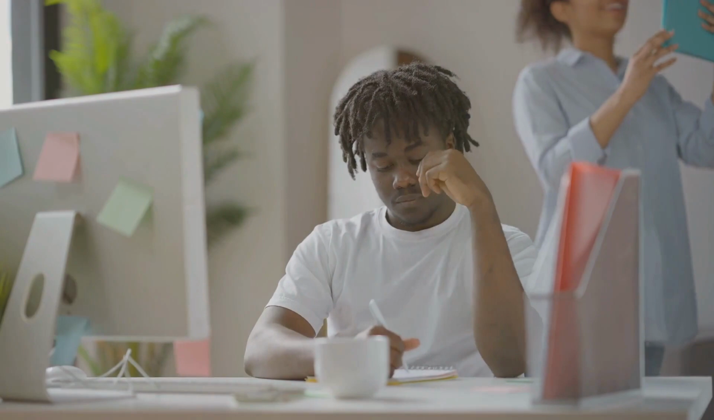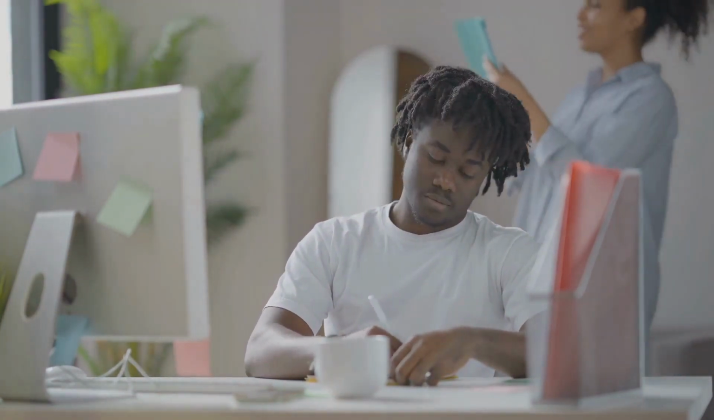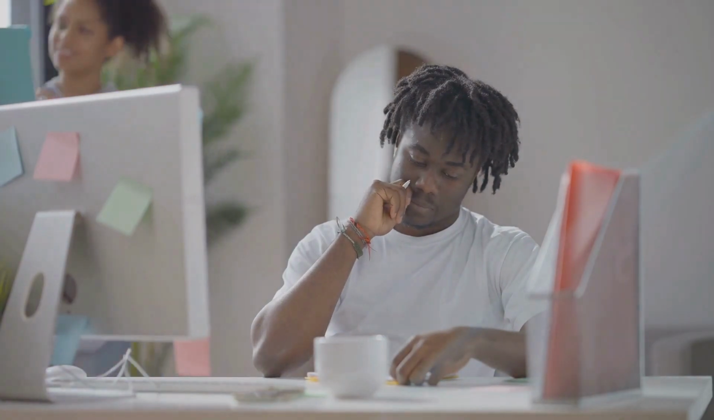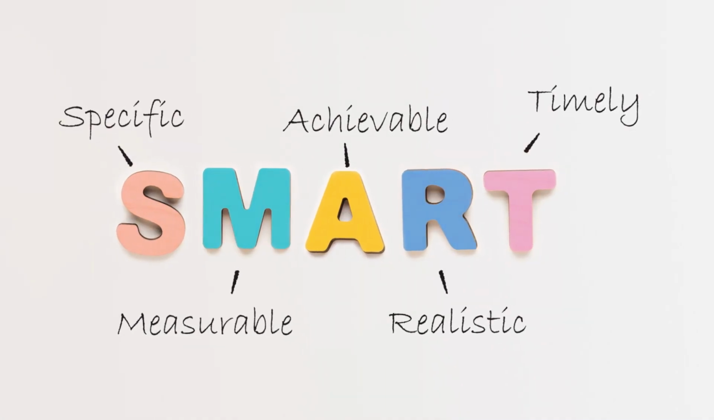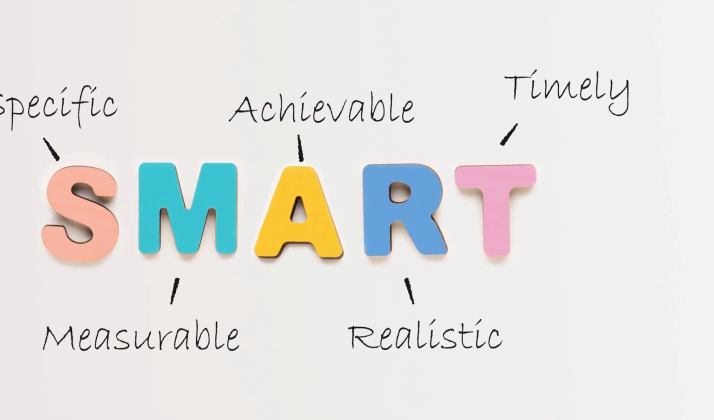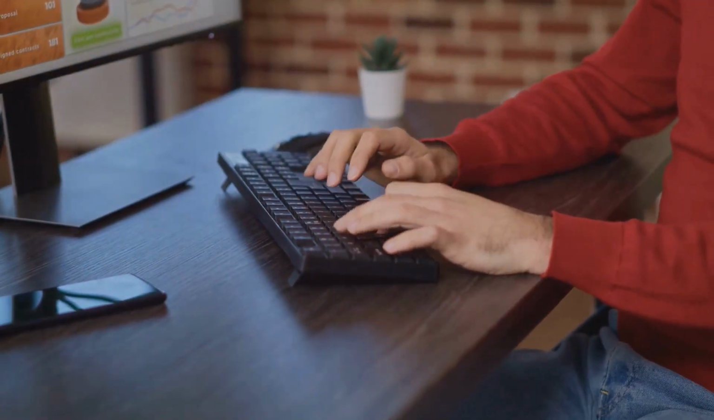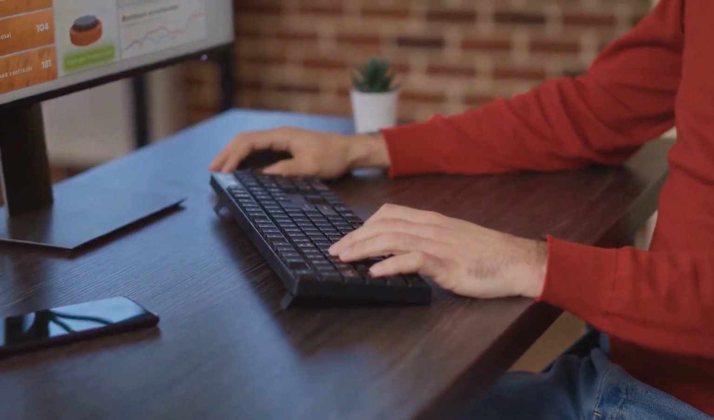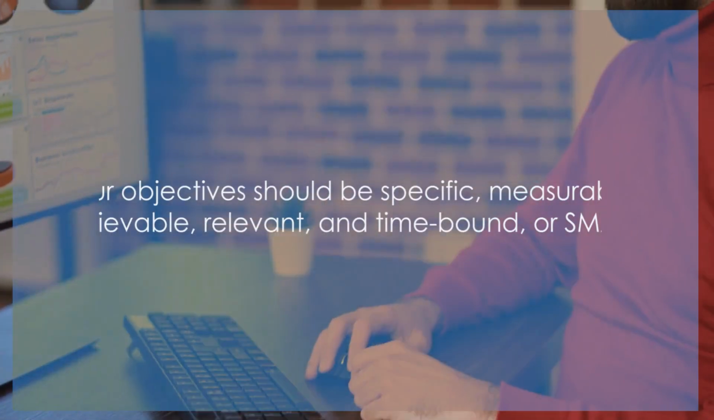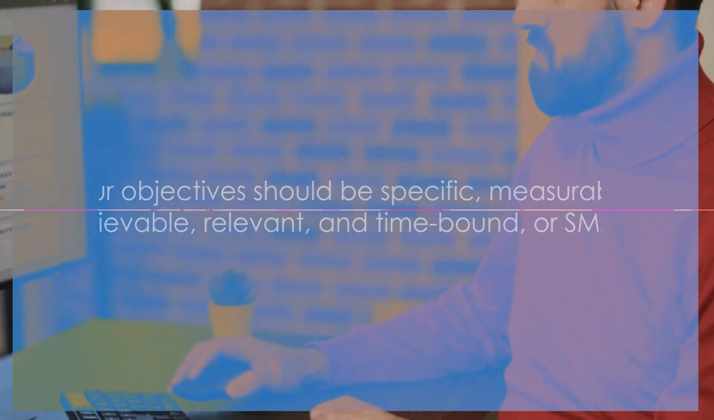Your objectives should be specific, measurable, achievable, relevant, and time-bound, or SMART. Having SMART objectives ensures that you can track your progress and measure your success effectively. So let's set those goals. Let's set those objectives. And let's make your brand shine on social media. Remember, your goals guide your strategy and help you measure success.